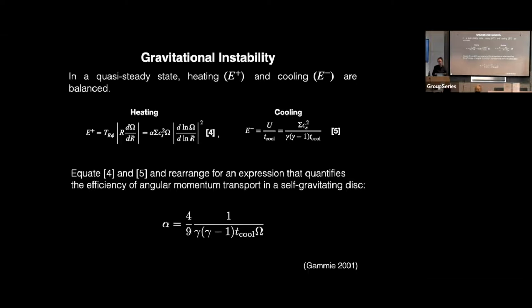So the disk over some time will settle into a quasi-steady self-regulating state. So what does that mean? It basically means that heating and cooling are balanced. So you have this expression here for heating and this expression for cooling. And what we can do is we equate and we rearrange, and we get an expression that quantifies the efficiency of angular momentum transport due to the gravitational instability in the disk.